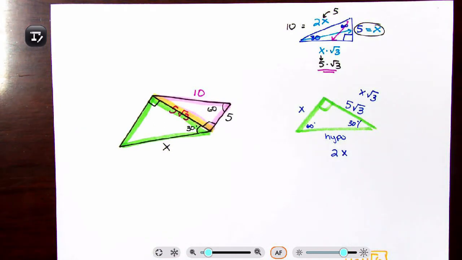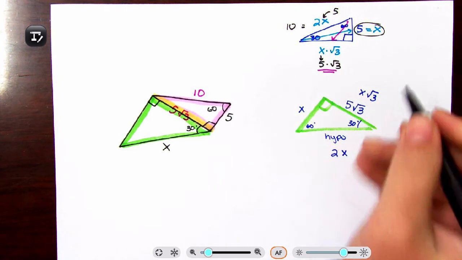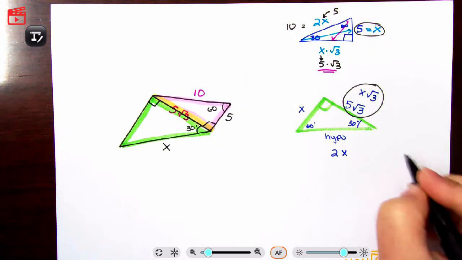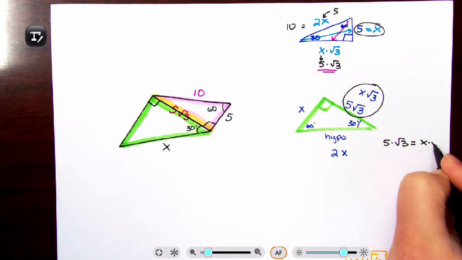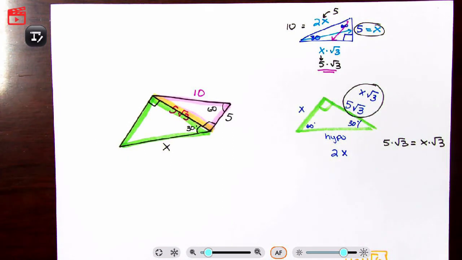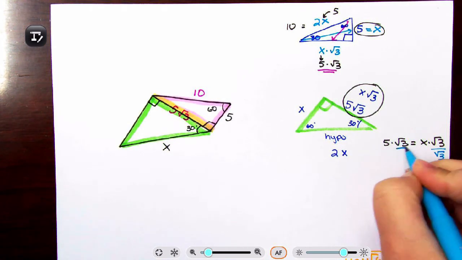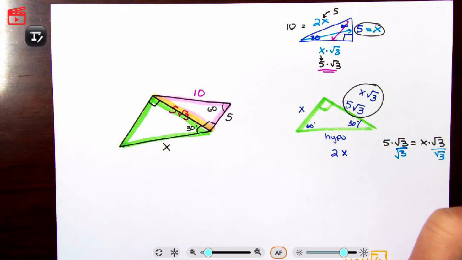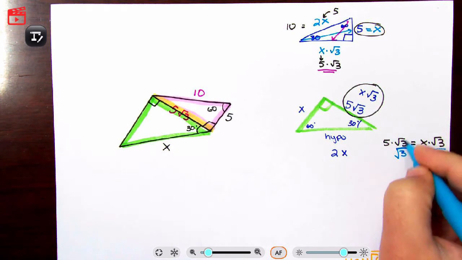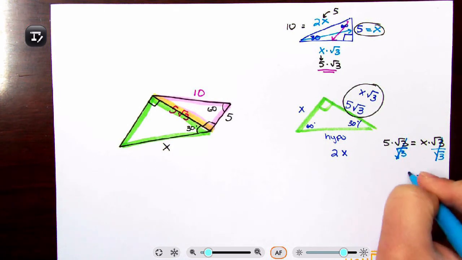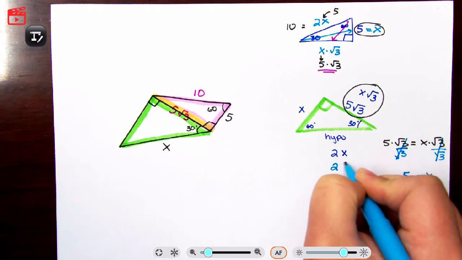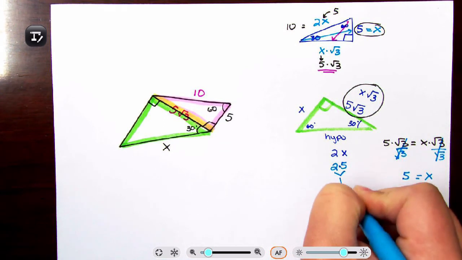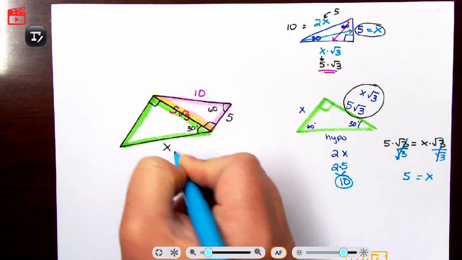Now notice we have our equation. When we set that up, that equation is 5 times root 3 is equal to x times root 3. And we are doing a happy dance because you'll notice that both sides have a root 3. So if we were to divide, and in this step you don't necessarily have to, you can just visually see that x is going to be 5. Now, if x is 5, that means we plug in 5 here, which means our hypotenuse is 10.